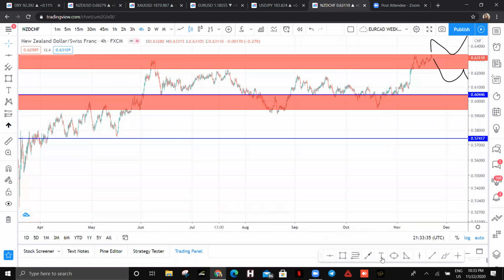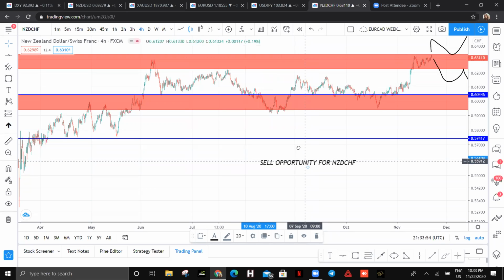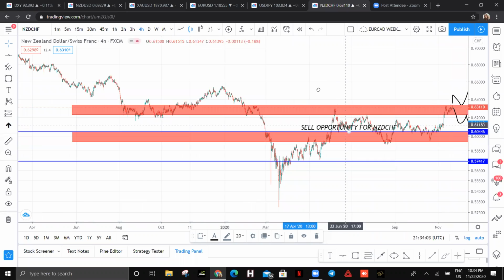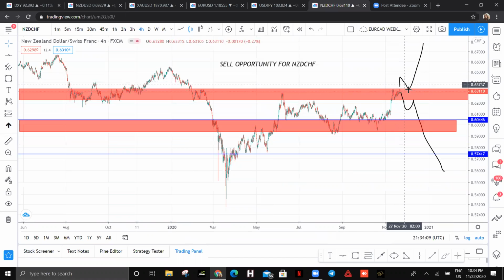Let me write it down. Sell opportunity for NZDCHF. So this is what you should look out for on this particular pair. NZDCHF, look out for a what? A sell than a what? A buy. But if you want to buy this, wait for it to break out of it, retest it, then you do what? Buy comfortably. But if it doesn't break out of this zone, do not buy this pair. Look more to sell it than to buy it.